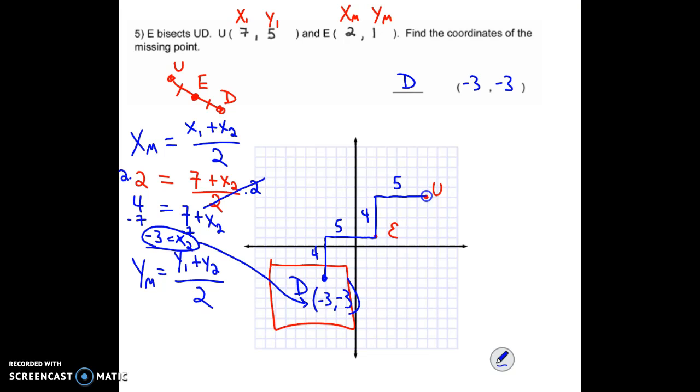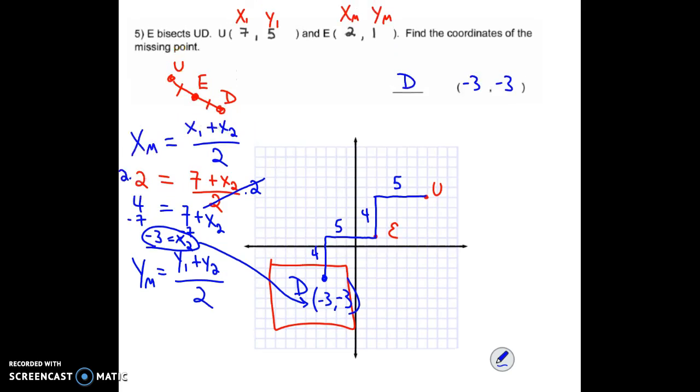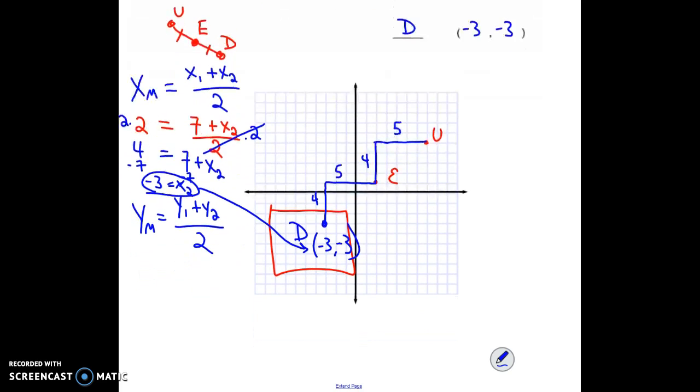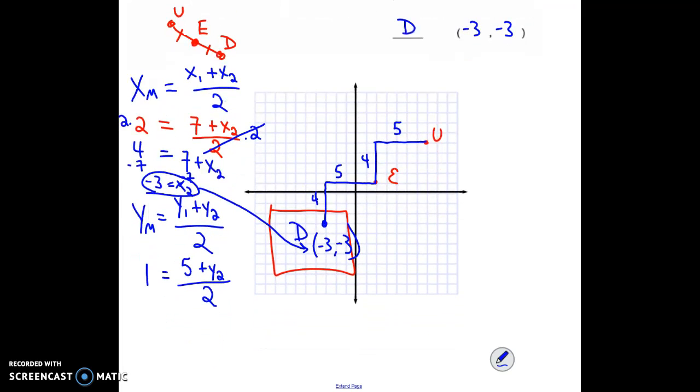The same thing you need to do for the y-coordinate. So let's plug in our values, right? 5 is y1 plus y2 over 2. And the midpoint, I forgot what it was, 1. Okay, now it's a matter of multiplying both sides by 2. 2 times 1, of course, is 2, equals 5 plus y2. Hopefully you're like, oh yeah, I must be right. And then you just subtract 5 from both sides, and you get negative 3 equals y2. And you're right. We already figured that out.